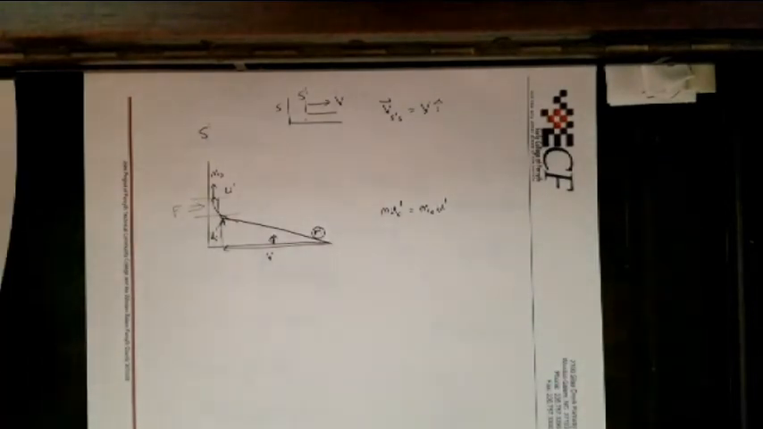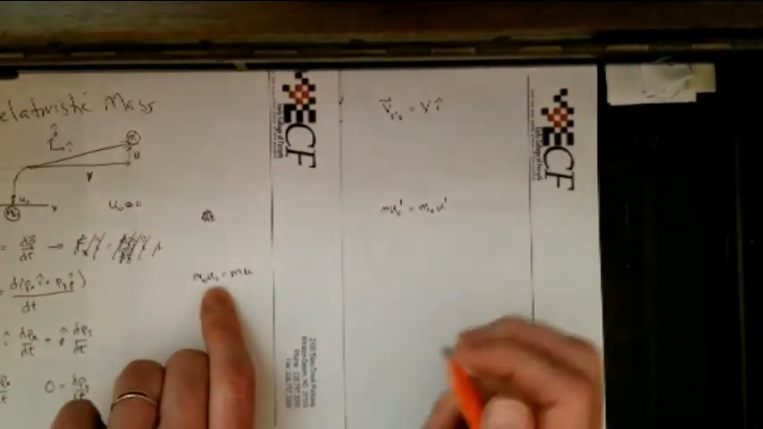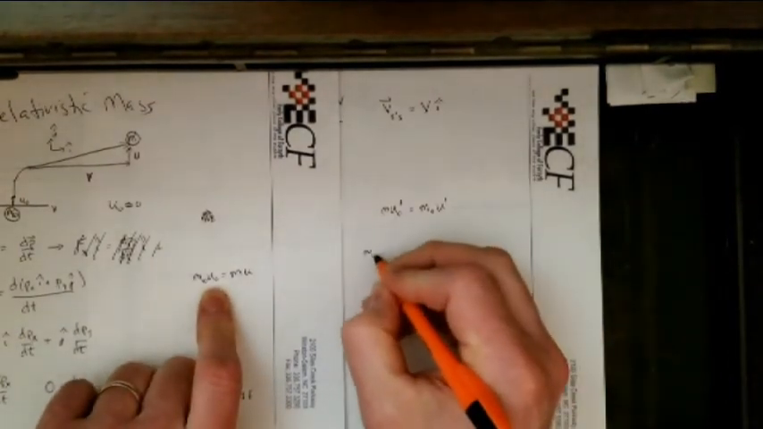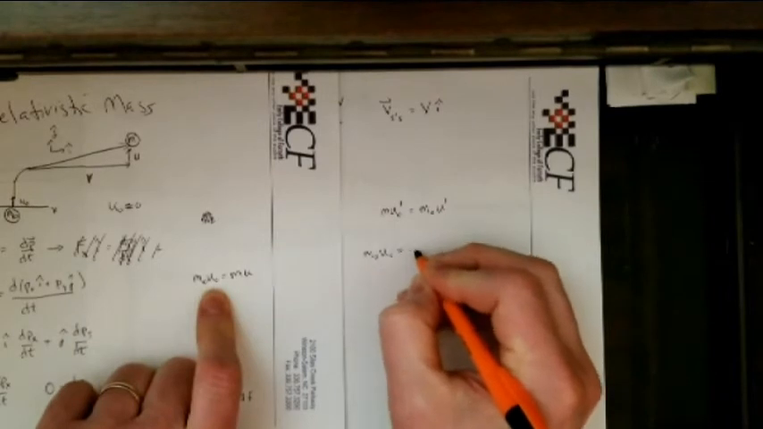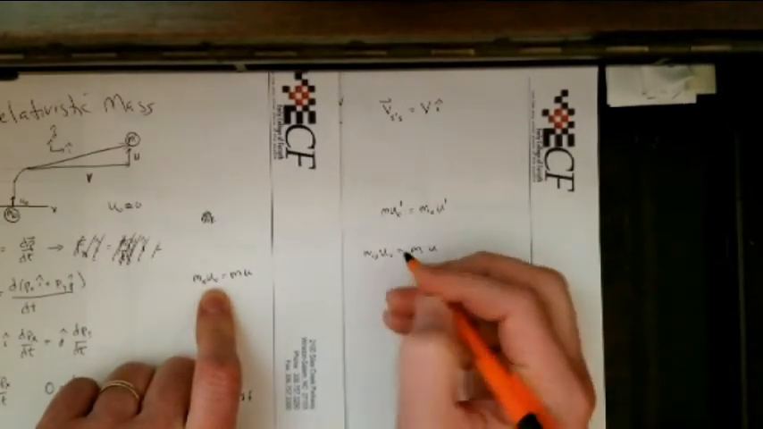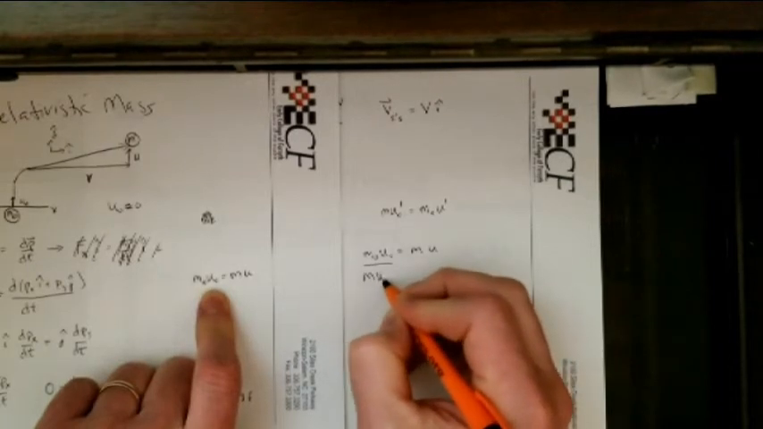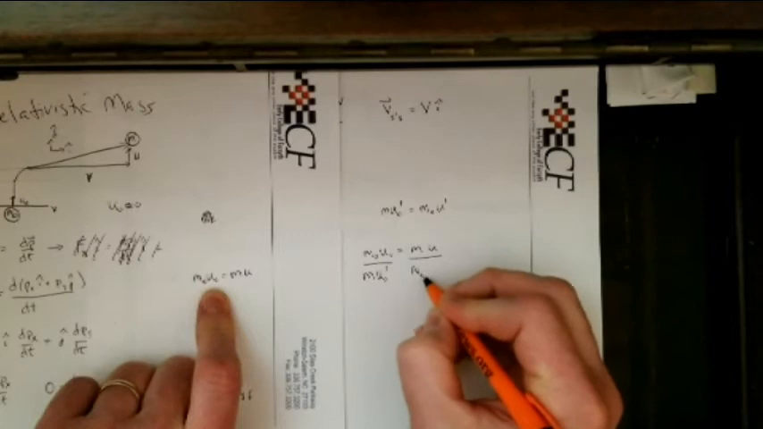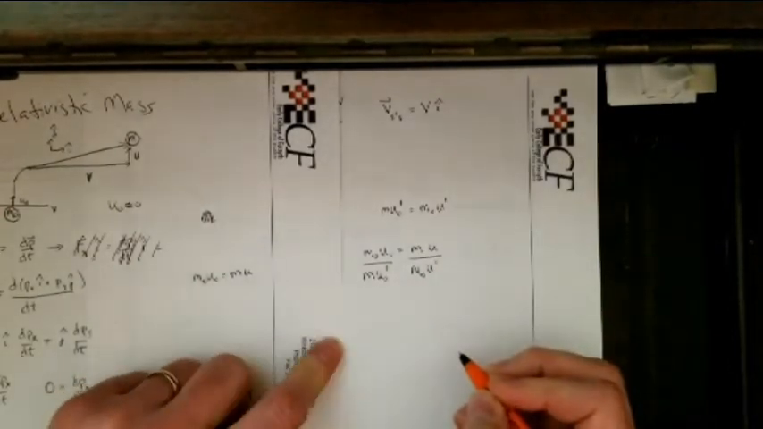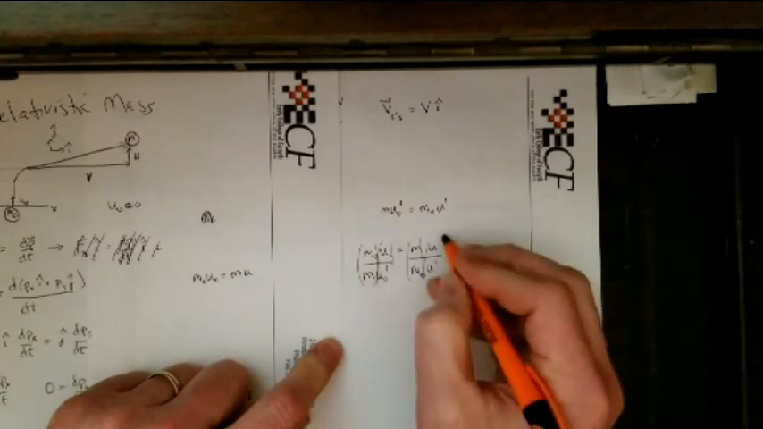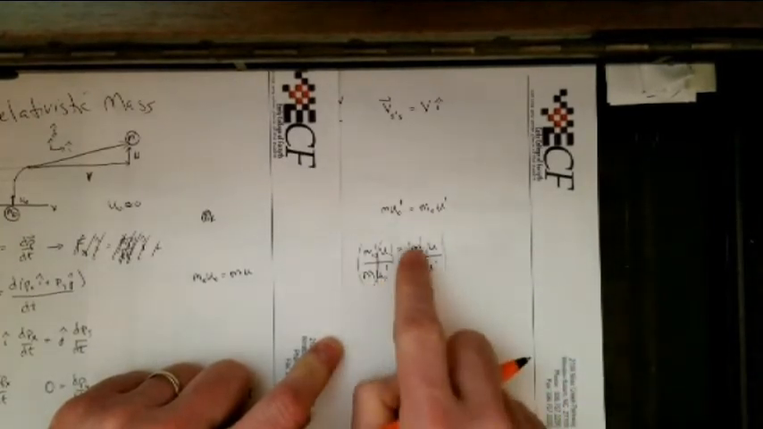If we bring in the two momentum parts, I'm basically going to divide. So I have m naught u naught equals m u. I want to get the u naughts together. So this is m u naught prime, and this is m naught u prime. If I think about this as two fractions multiplied by each other, I have an m naught over m and an m over m naught.